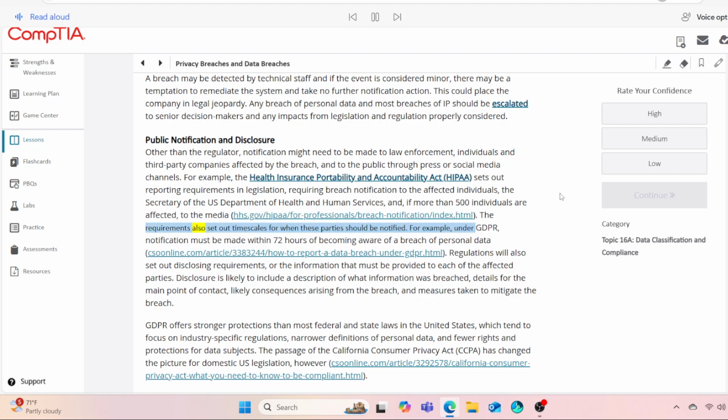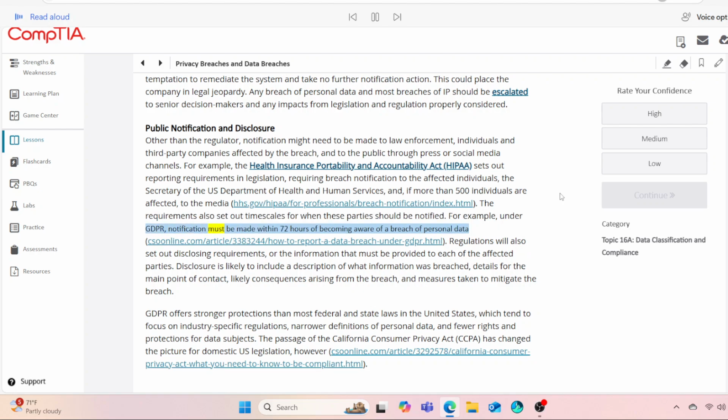The requirements also set out timescales for when these parties should be notified. For example, under GDPR, notification must be made within 72 hours of becoming aware of a breach of personal data.